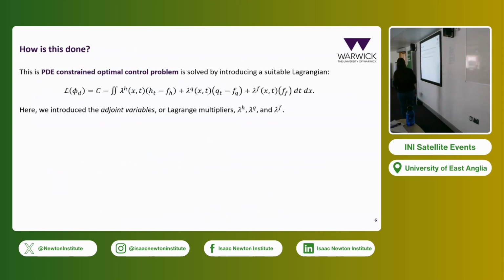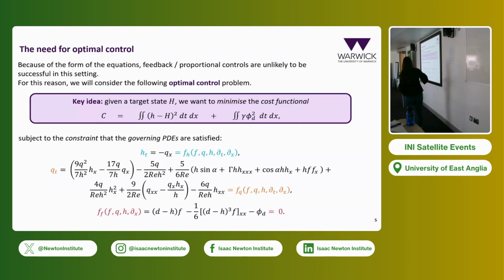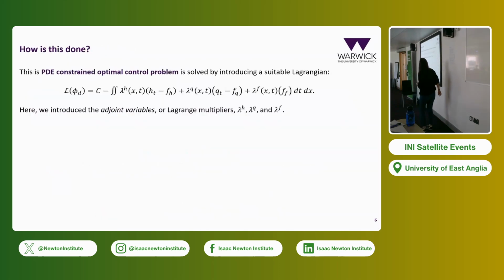The idea is exactly the same as before. You don't like constrained problems, so you make them an unconstrained problem by introducing Lagrange multipliers or adjoint variables that transform these three constraints into extra terms in the cost functional. That's what we do here. We introduce three Lagrange multipliers, one for H, one for Q, and one for the control F. In PDE-constrained optimal control, we usually call them adjoint variables. And so you then minimize this whole thing instead of the previous term.